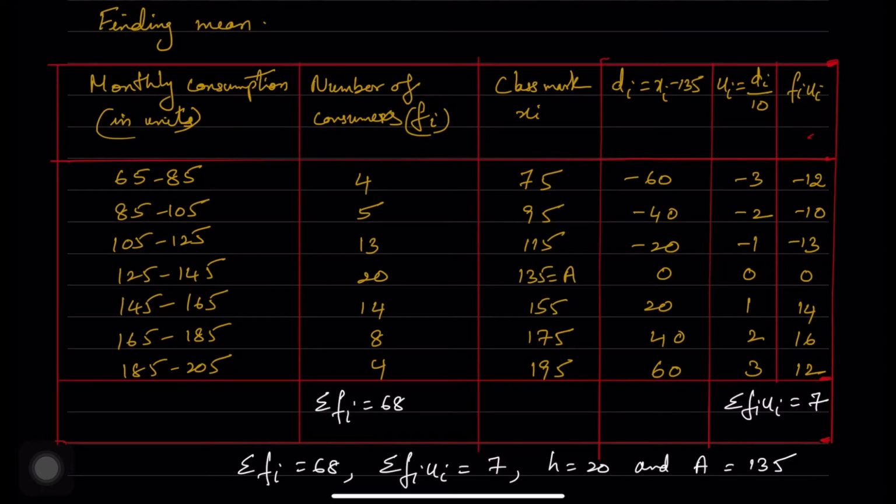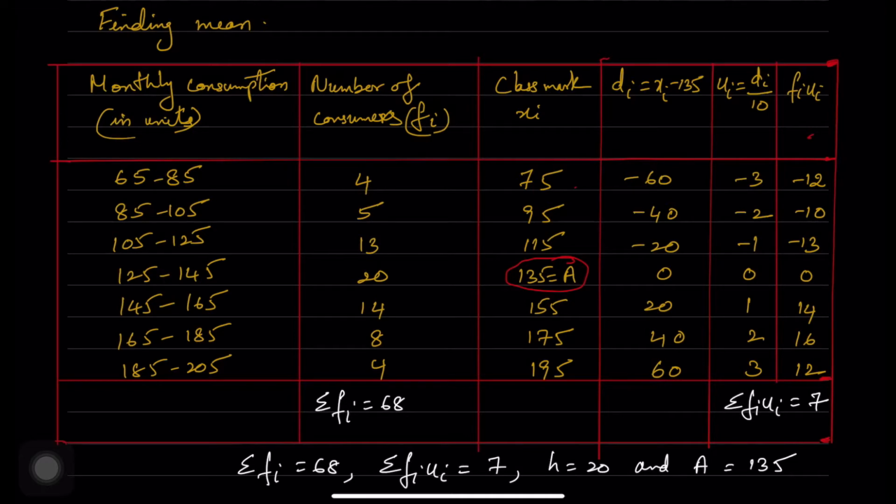Then we find how many observations there are. Totally there are 7 observations. So the middle value will become the assumed mean. So we have taken a equal to 135. So di is equal to xi minus a, each observation minus this. So 75 minus 135 gives minus 60, 95 minus 135 gives minus 40, 115 minus 135 gives minus 20, 135 minus 135 is 0, 155 minus 135 is 20, then 40, 60. You get them in this way.